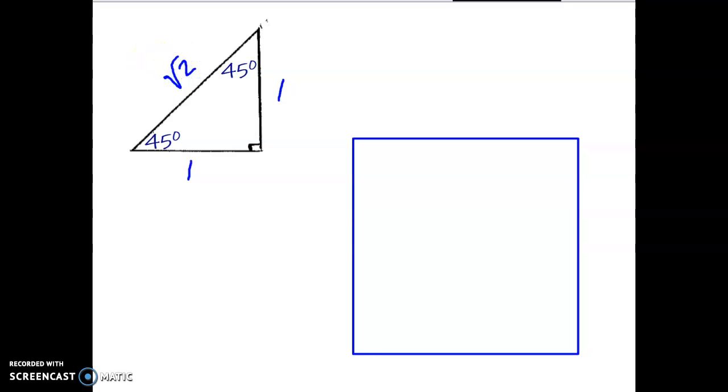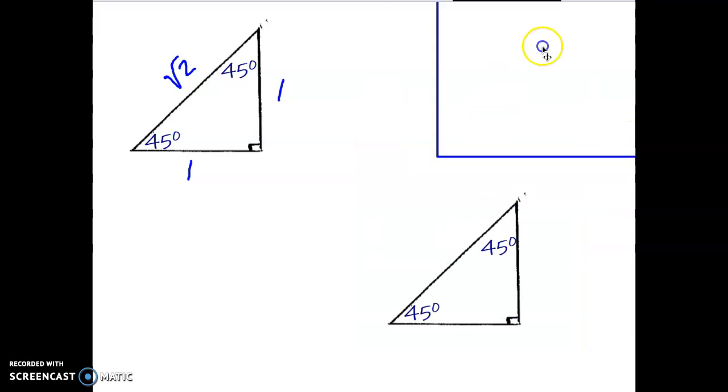The square root of 2 squared would be 2, right? And leg squared plus leg squared is hypotenuse squared: 1 squared plus 1 squared equals the square root of 2 squared. Okay, write that on your 45, 45, 90 triangle. All right, this next part, I don't want you to write down. I just want you to watch.